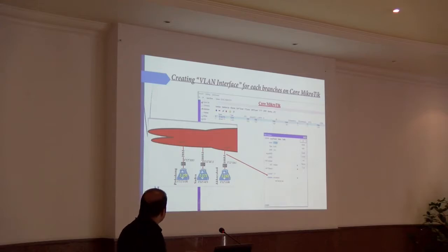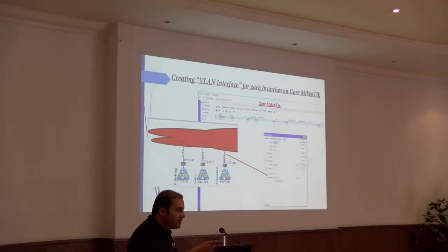So under the VLAN tab, we create VLAN interfaces for each branch. There are two important points in VLAN interface creation. First, VLAN ID, and second, interface. VLAN ID is the branch VLAN, and interface is the port that is connected to Metro PTMP, okay?